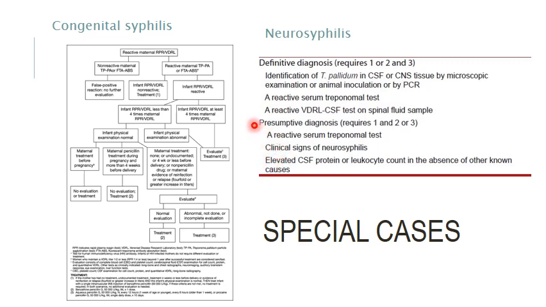So to get a presumptive diagnosis, you don't necessarily need to have all three, because you're going to start treatment. That's the key thing there. Remember, damage to the nervous system, you don't get that back, it's gone. So starting treatment earlier rather than later, that's important.